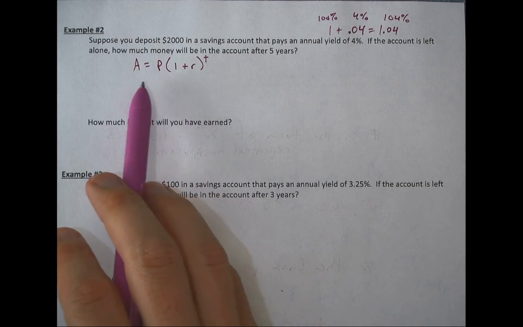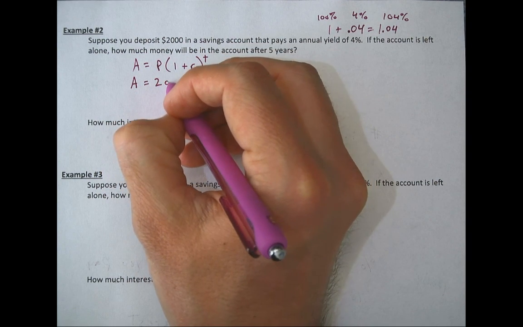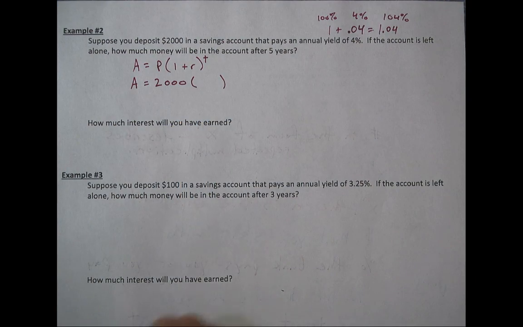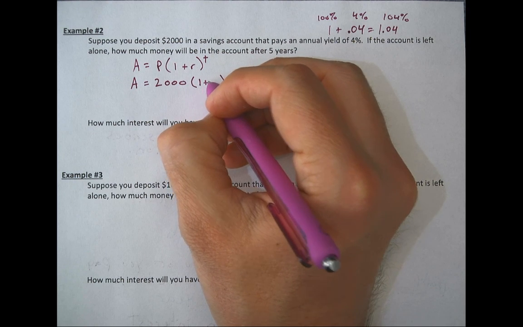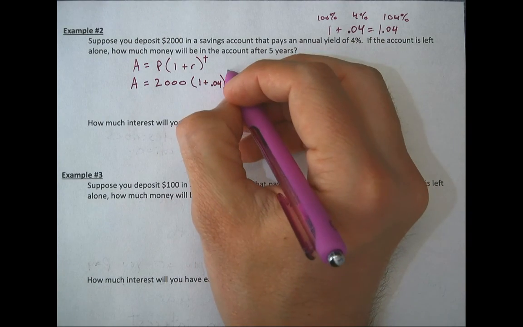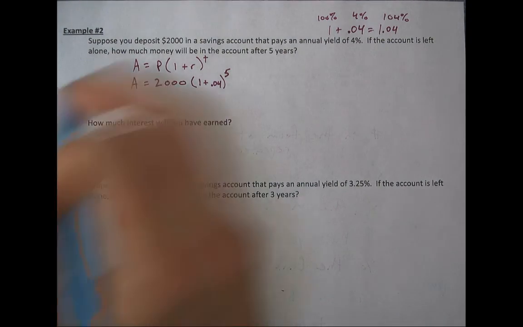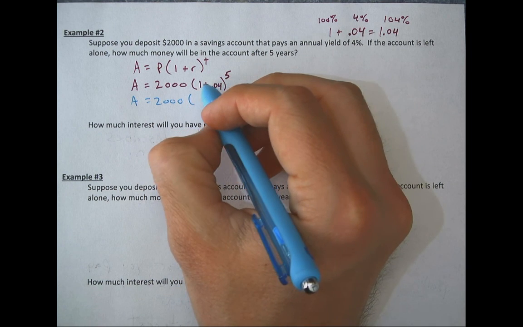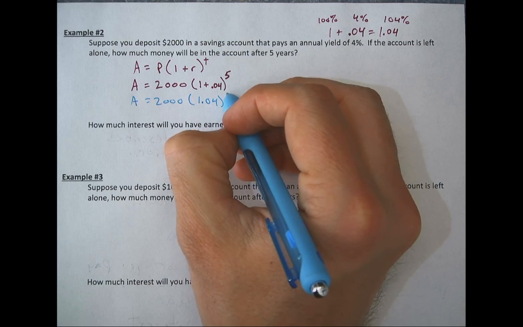So let's plug the numbers in. We're trying to solve for A. We want to know how much money we're going to have. The principal was $2,000. Let's keep this separate for now, but we'll start combining it later. So 1 plus 0.04 raised to the number of years. So 5. So now let's go ahead and combine this. So A equals 2,000. And we can start doing this on the first step. I just want you to see where this number is coming from. 1.04 raised to the 5th.